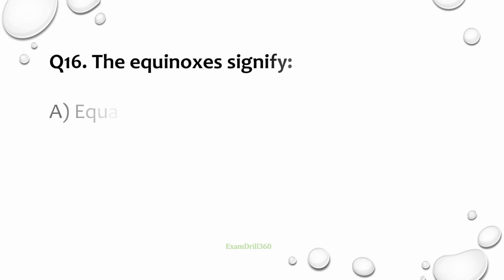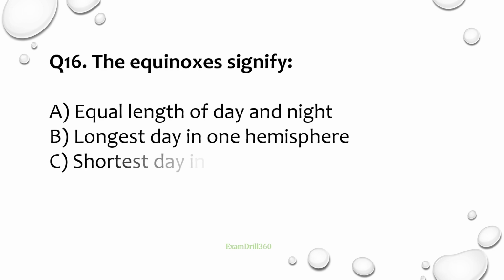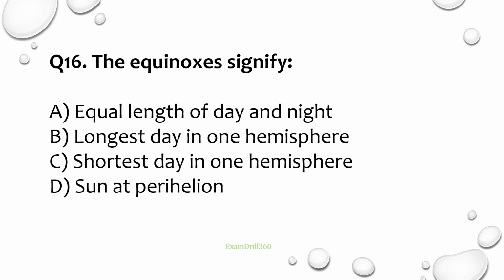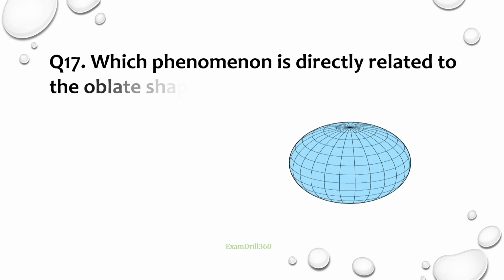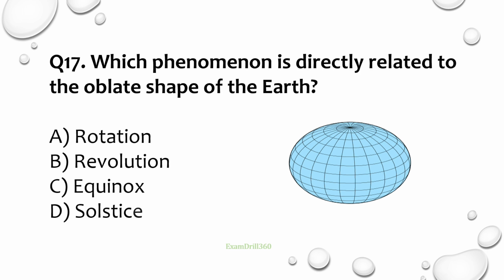Next, question number 16. The equinox signifies what? We already discussed equinox is having equal length of day and night, the same 12 hours of day and 12 hours of night. Next, which phenomenon is directly related to the oblate shape of the Earth? This we also discussed already. Because of the centrifugal force which is generated by Earth's rotation, that is the reason for the oblate shape of the Earth, which is causing this bulge in the equator area and the flattened, squeezed region in the poles area. Rotation only.